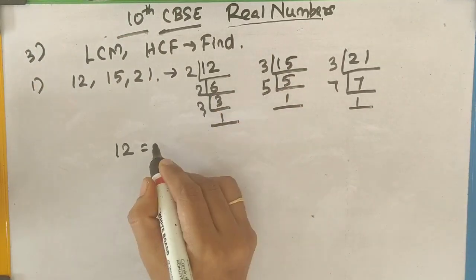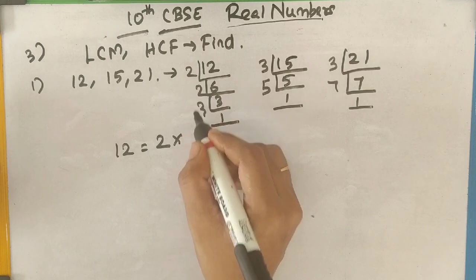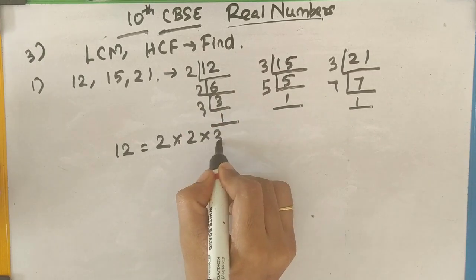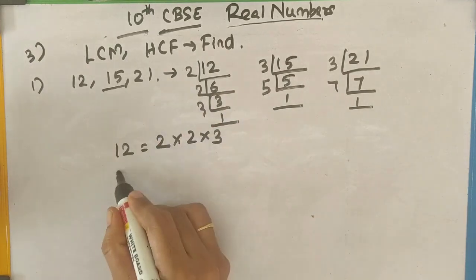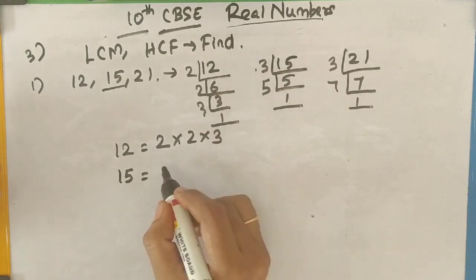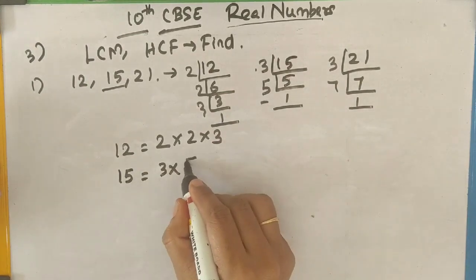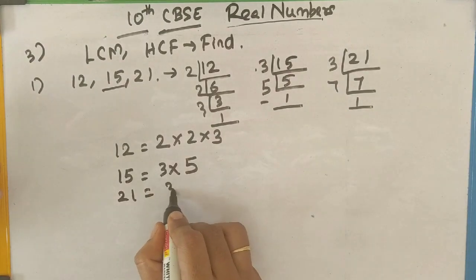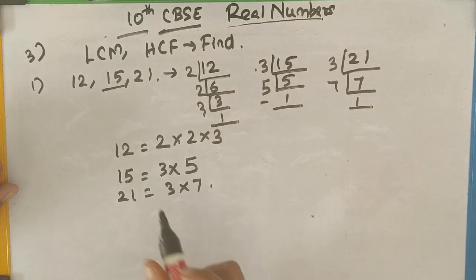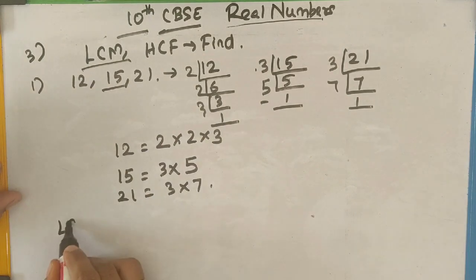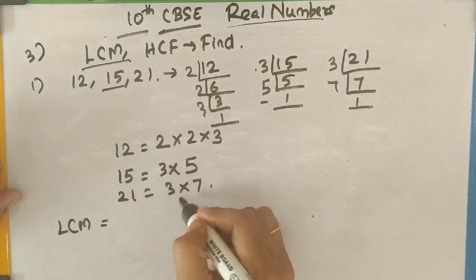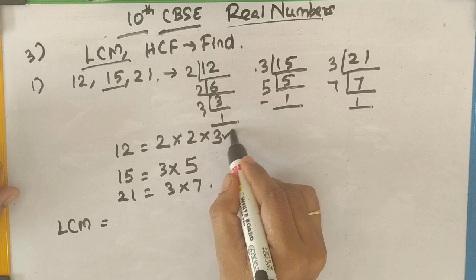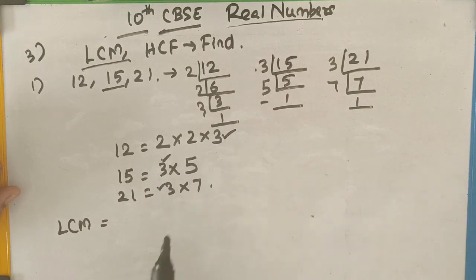Now I am going to write the factors of 12, that is 2 into 2 into 3. What are the factors of 15? It is 3 into 5. What are the factors of 21? It is 3 into 7. Is there any common factors? Yes. 3 is common over here in the three numbers.